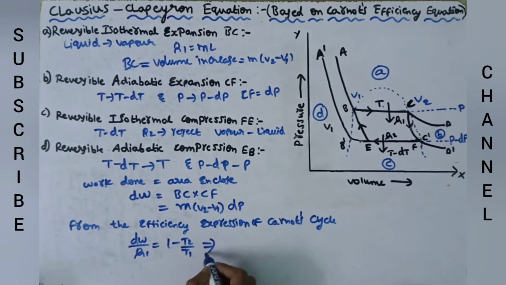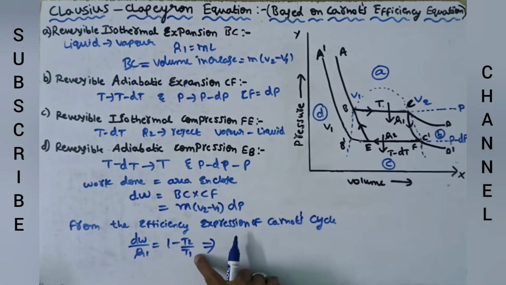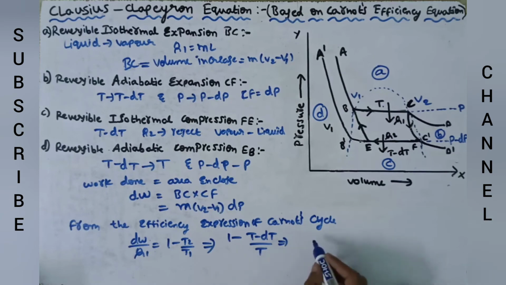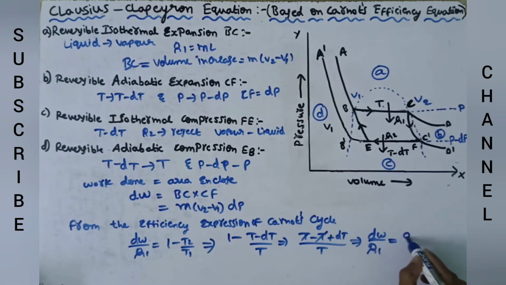So in the place of T2 we have T minus dT, and in the place of T1 we have T. We are substituting 1 minus (T minus dT) by T. Here we are taking the LCM: T minus T plus dT by T, where minus T and plus T cancel. We get finally dW by Q1 is equal to dT by T.